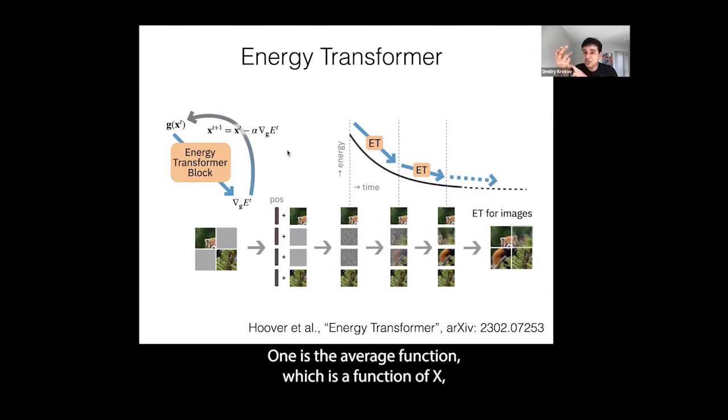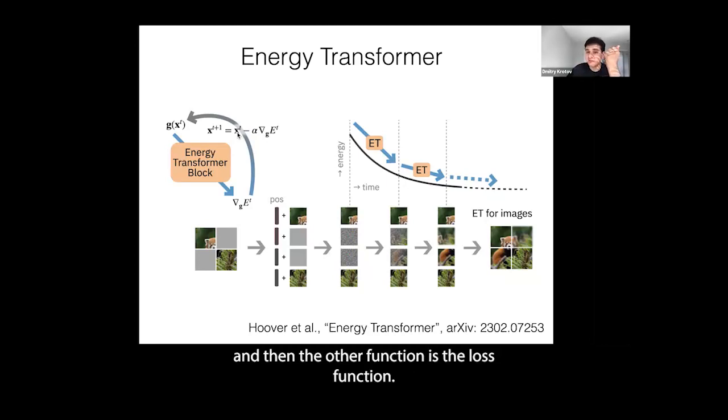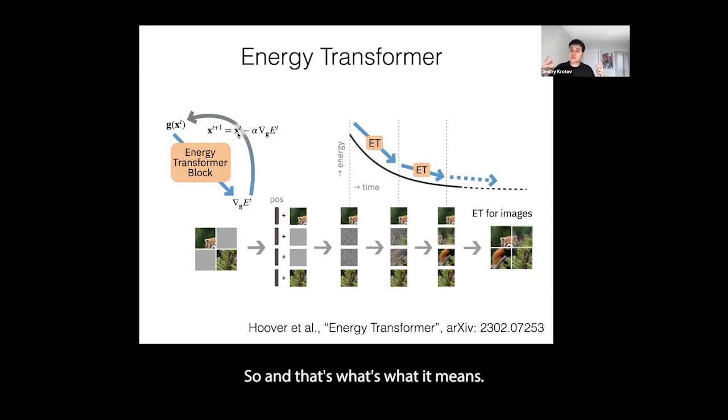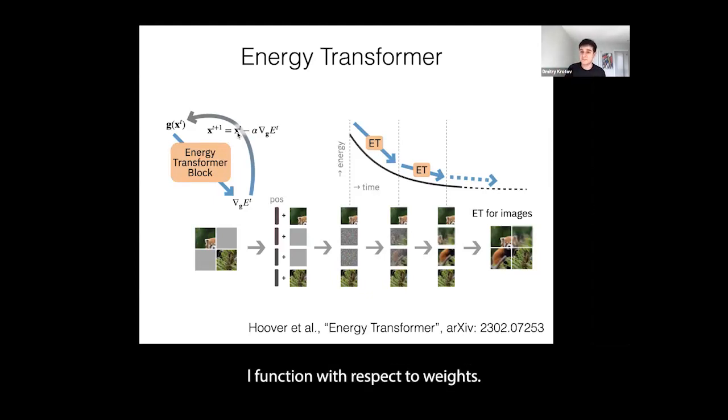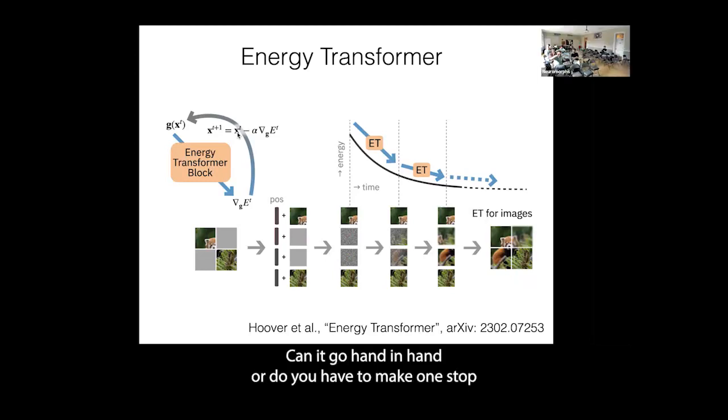So now we have two functions. One is the energy function, which is a function of X. The other function is the loss function, let's call it L, and L is a function of W. So in the forward pass, we minimize energy with respect to states. And in the backward pass, we minimize the loss, the L function, with respect to weights. So do both processes go hand in hand, or do you have to make one stop and then let the other take over?